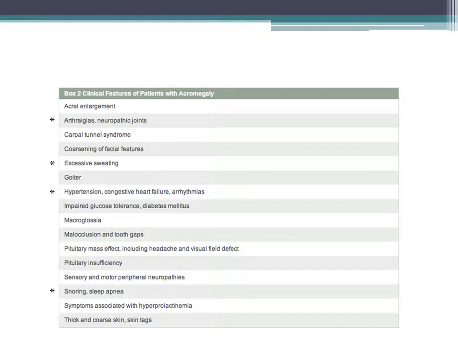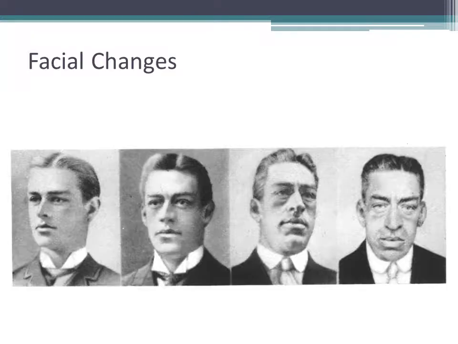And I'm emphasizing here some features which include arthralgia, excessive sweating, hypertension, congestive heart failure, and arrhythmia. And cardiac complications are the most common cause of death in patients with acromegaly. And those patients also have snoring or obstructive sleep apnea because of soft tissue.